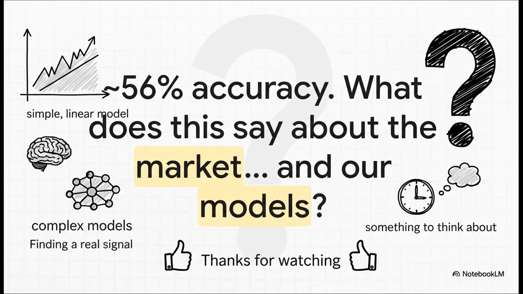And that brings us right back to our big question. We use a simple linear model, and we got about 56% accuracy on an incredibly complex problem. So, what does that tell us? Does it mean the market is almost, but not quite, random? Or does it just mean we need much more complex models to find a real signal in the noise? Well, that's something to think about.